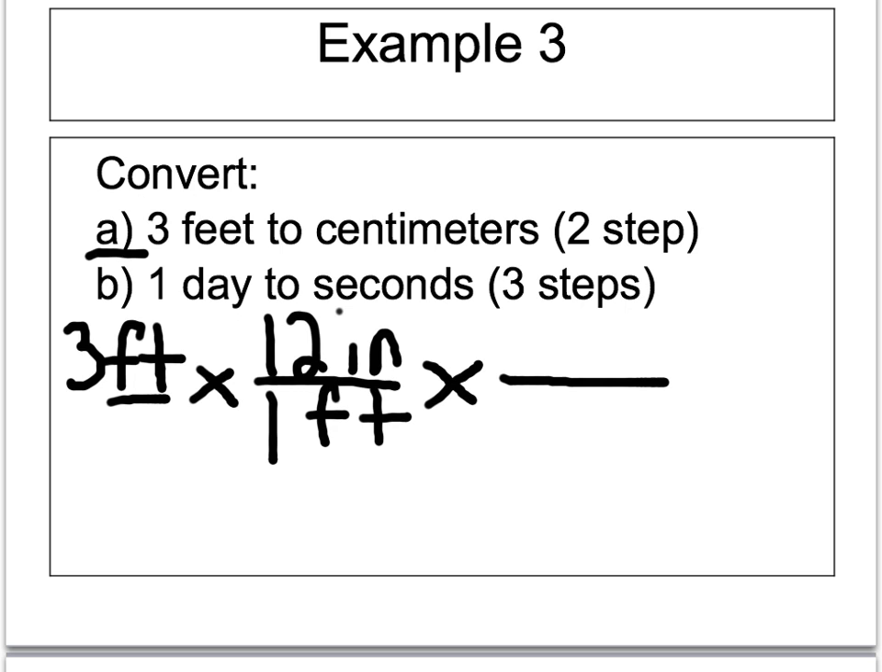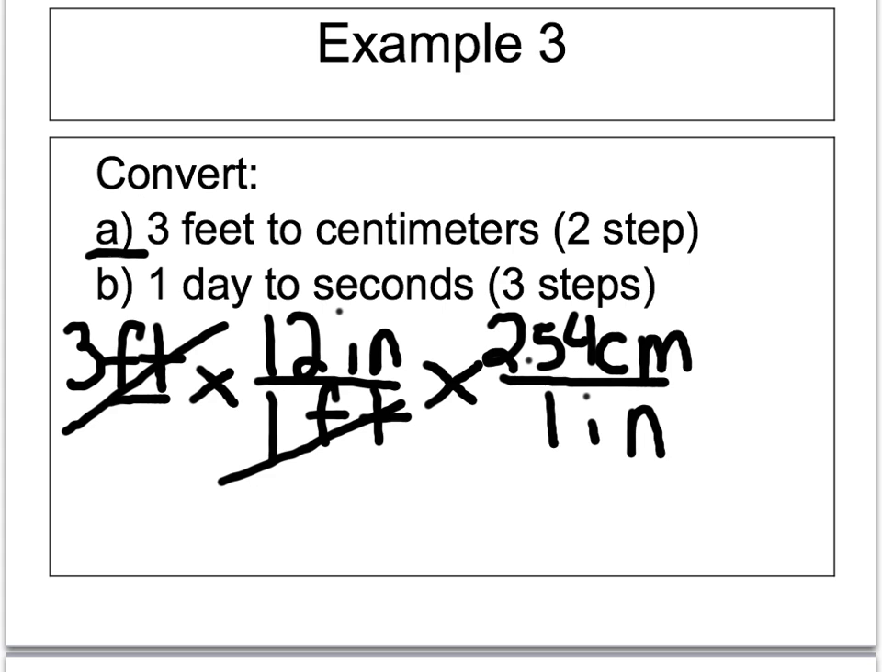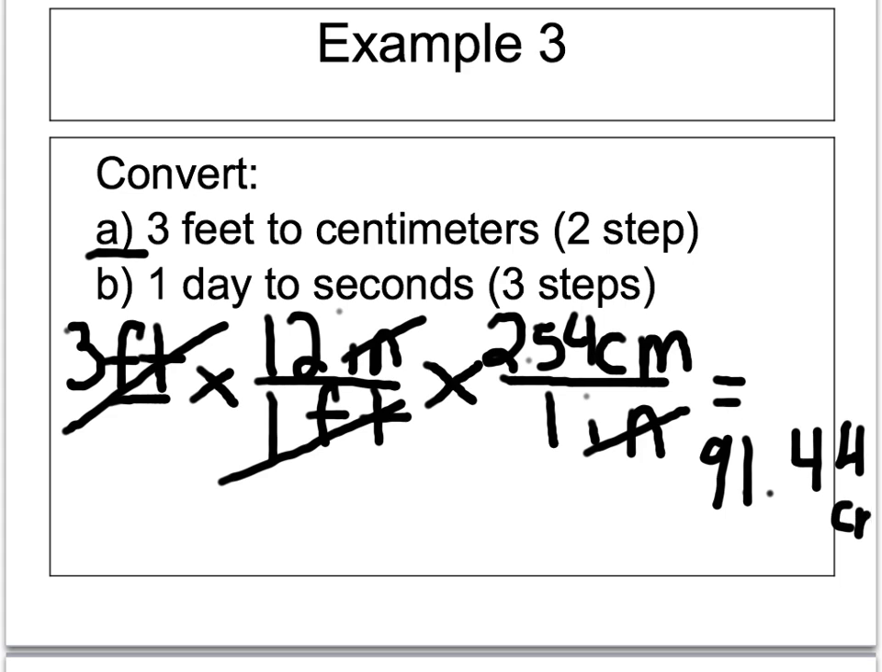So I want to end up with centimeters. That tells me centimeters has to be on top. I've got to have something times centimeters. And we had 2.54 centimeters in 1 inch. So if I do all the dimensions, feet will cancel with feet, inches with inches, and now I just got to do 3 times 12 times 2.54, which is 91.44 centimeters. And yes, I did pause my recording to use a calculator, so don't be frightened by that.